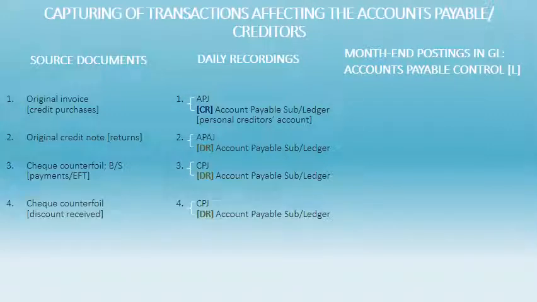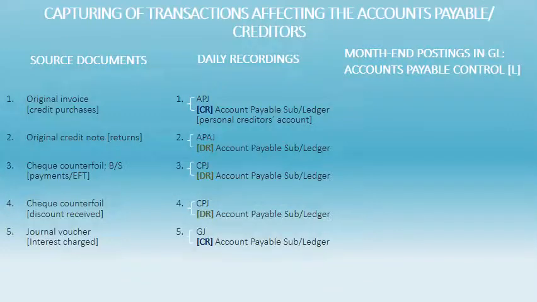The check counterfoil for the discount received on creditors' payments were captured in the cash payment journal. They will therefore be debited in the accounts payable of the subsidiary ledger. The journal voucher for interest charged was captured in the general journal. It will therefore be credited to the accounts payable of the subsidiary ledgers.